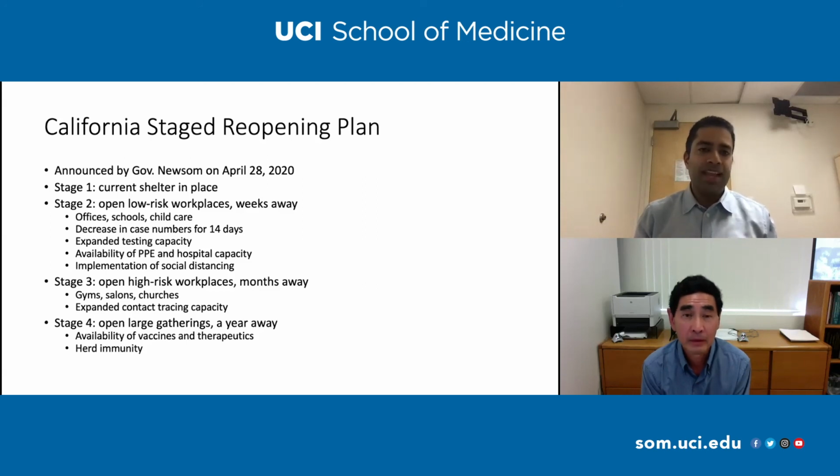Right. And then in terms of our California stage reopening, it's important. This isn't an either-or decision. It's important to go in phases. What you want to make sure is that if you get a spike of infection, you're able to control it. So currently we're in shelter in place.